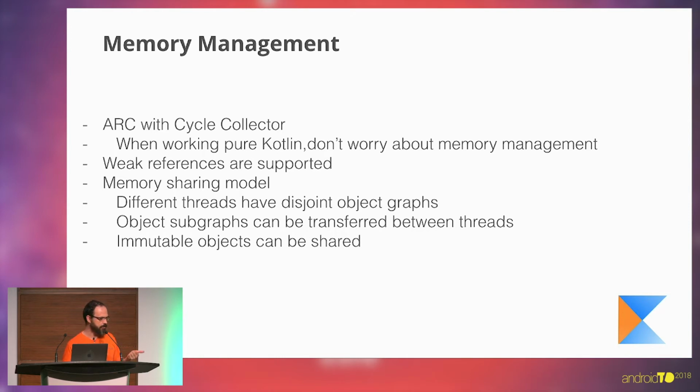Weak references are supported, and the memory sharing model is different from what you've done before. Different threads can have disjoint object graphs, and an object subgraph can be transferred between threads, but it cannot be owned by several threads at the same time. An immutable object can be shared, and there is a concept called frozen object that essentially is the Superman or the Superwoman of immutability. It makes an object and all the references contained by that object immutable, and that's the only way to actually share it between threads.